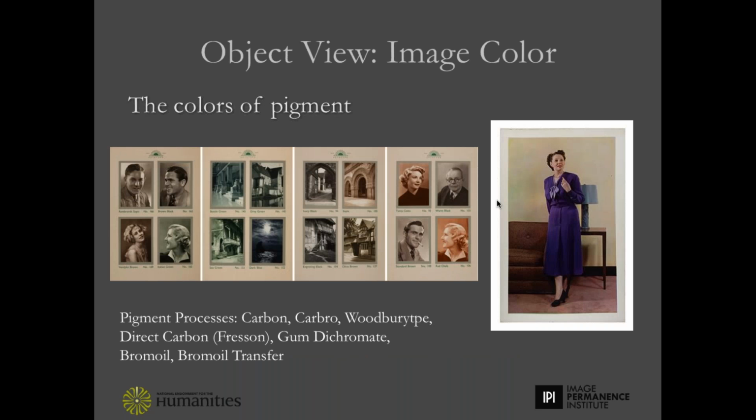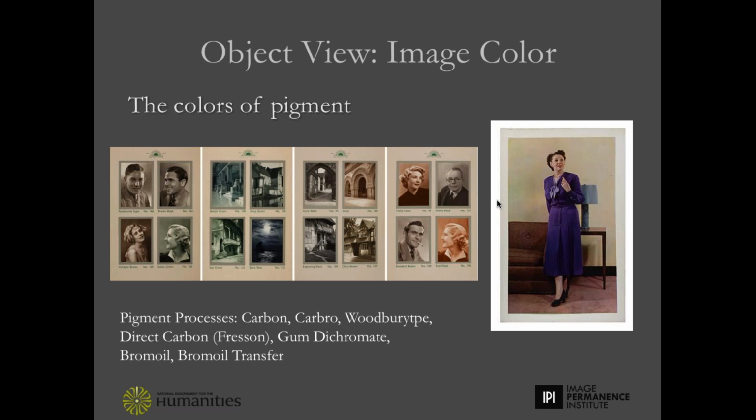Pigment prints, the pigment can be any color, but the most popular monochromatic colors were black and purple-red. Pigment could also be used to make full-color prints. The pigment processes of the 19th and 20th centuries are the dichromated colloid processes. These are the ones in which the binder, usually gelatin, hardens in proportion to the amount of light received.